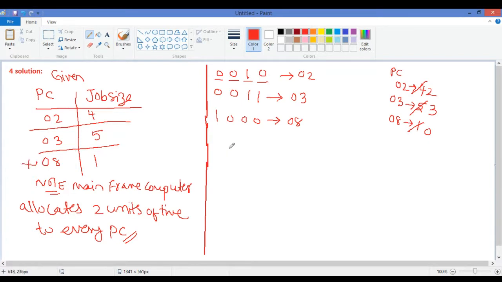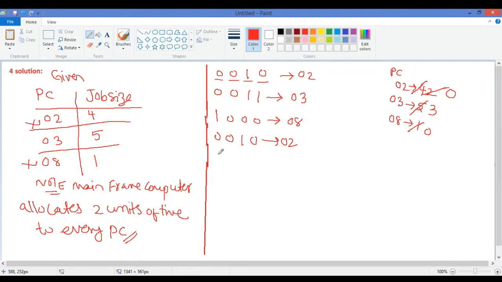Now after 8 it will go to 9, 10, 11, 12, 13, 14. You see, nothing is there. After 14 it will go to 15. After 15 it will go to 0, because it is a circular fashion. Again it will go to 0, 1, 2. Yeah, 2 is there. Is 2 finished or not? 2 is not finished, so again 2 will come into the queue. 0, 0, 1, 0. Again 2 will execute, but this time 2 units, and this is finished. So 2 is also finished.